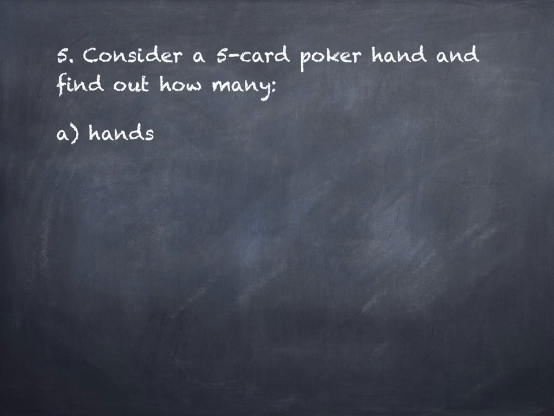26 are red. Good. How many are black? The other 26. Good. How many suits are there? There are 4 suits. What are they? Hearts, spades, diamonds, clubs. Good. Hearts and diamonds are red. And then the clubs and the spades are black.